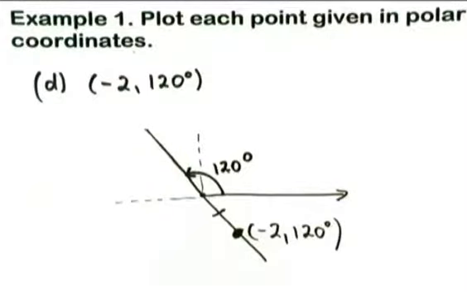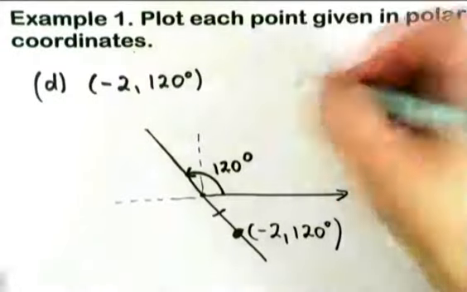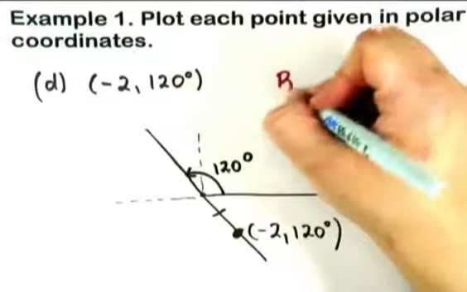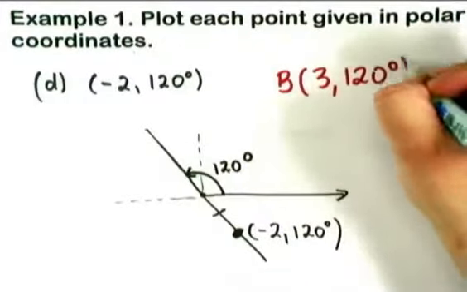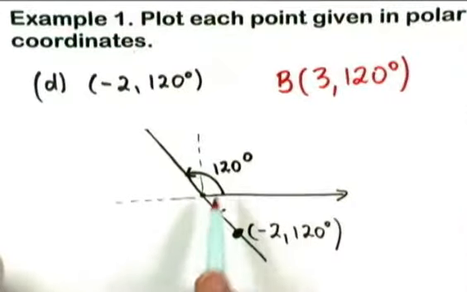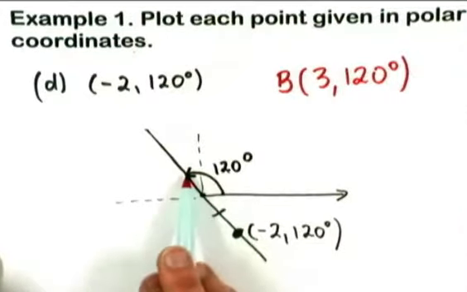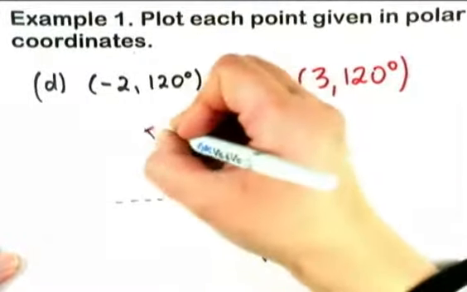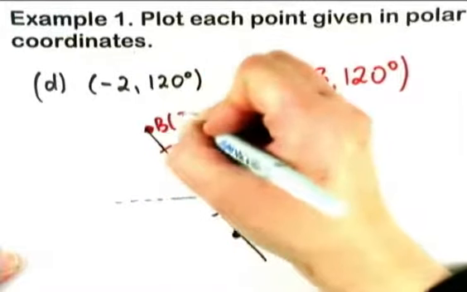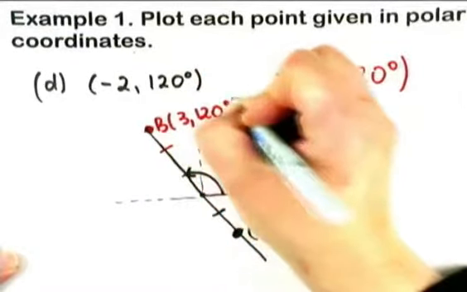Or we can plot another point here. Let's say that we have point B that has coordinates 3 and 120 degrees. So the same as before, we have the 120 degree angle, and now we are on the same side. So we measure 1, 2, and 3 distances. So point B with 3 and 120 degrees is right here.